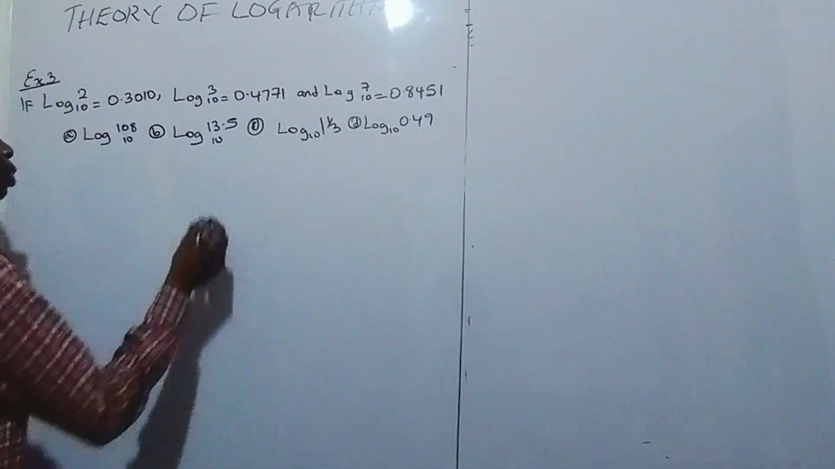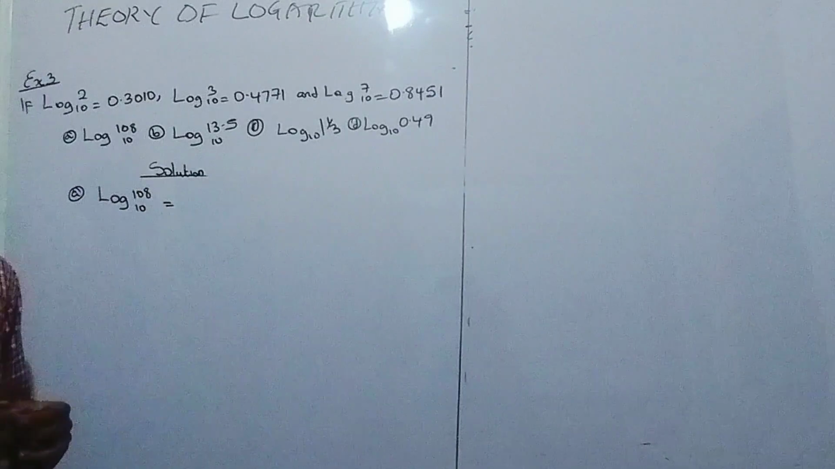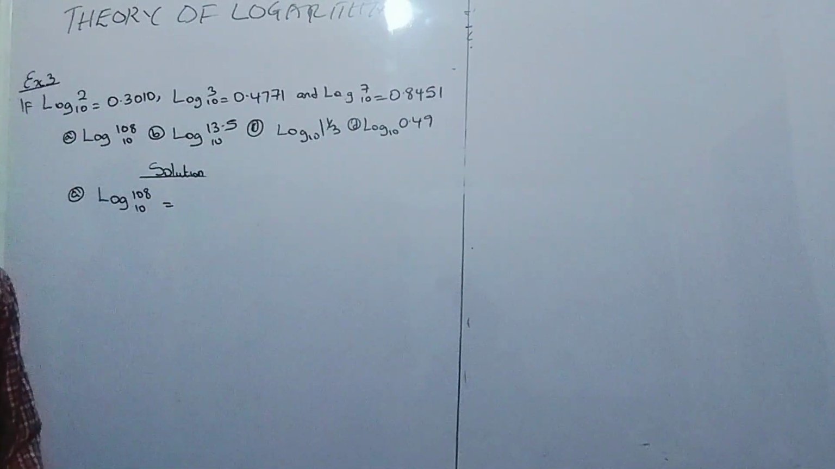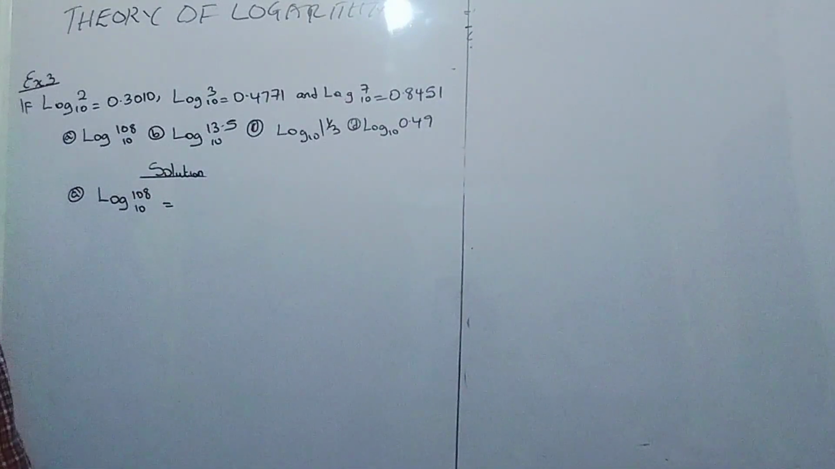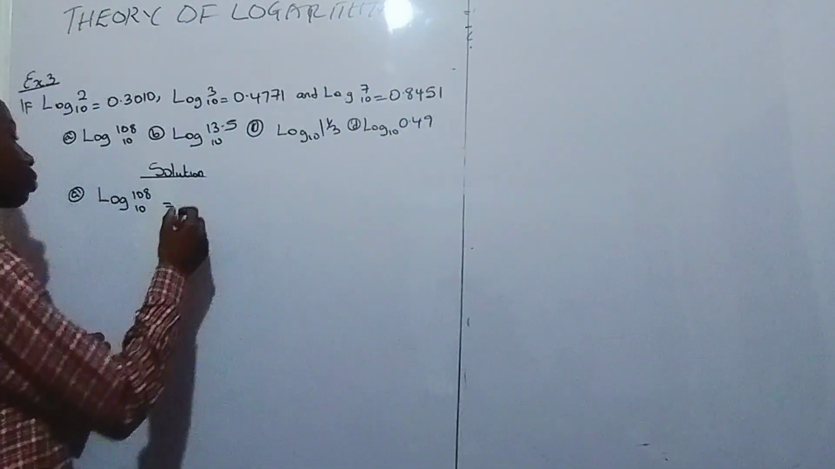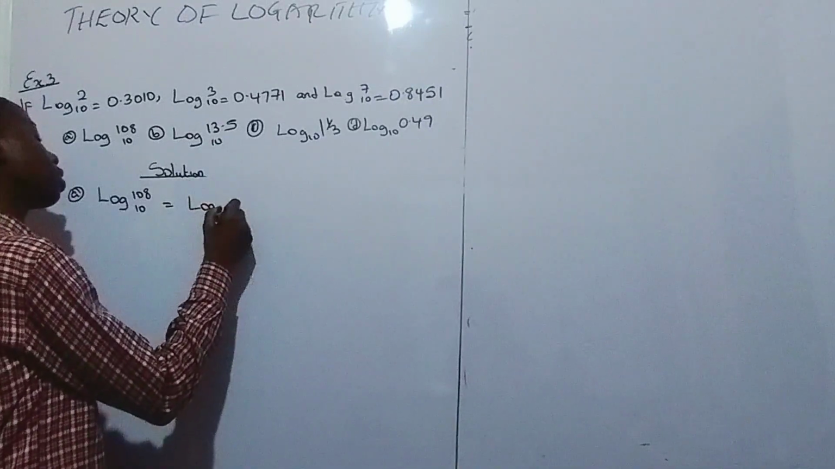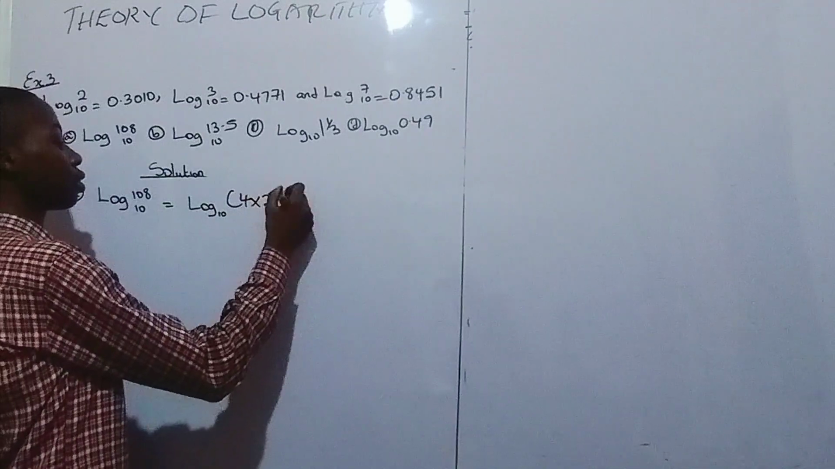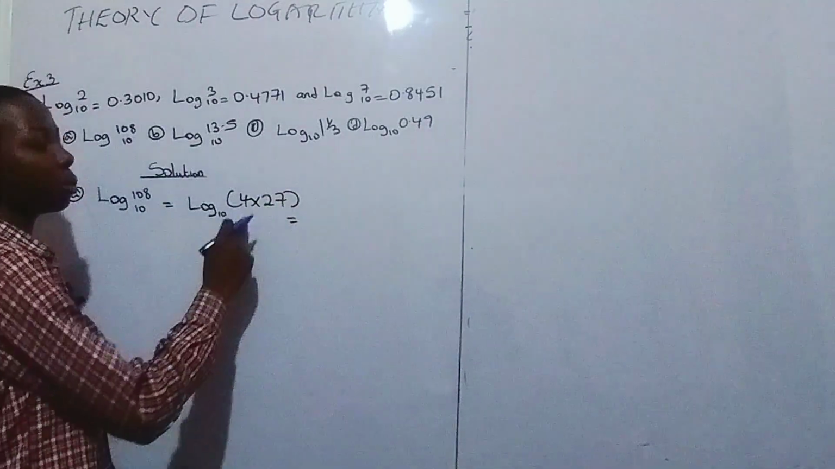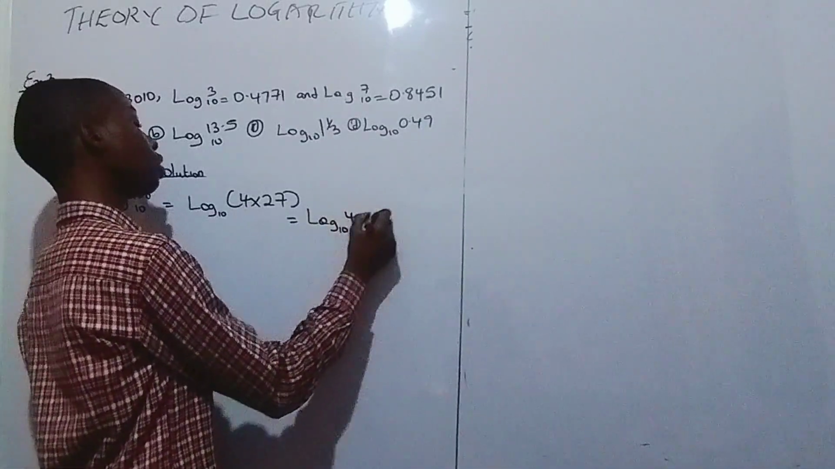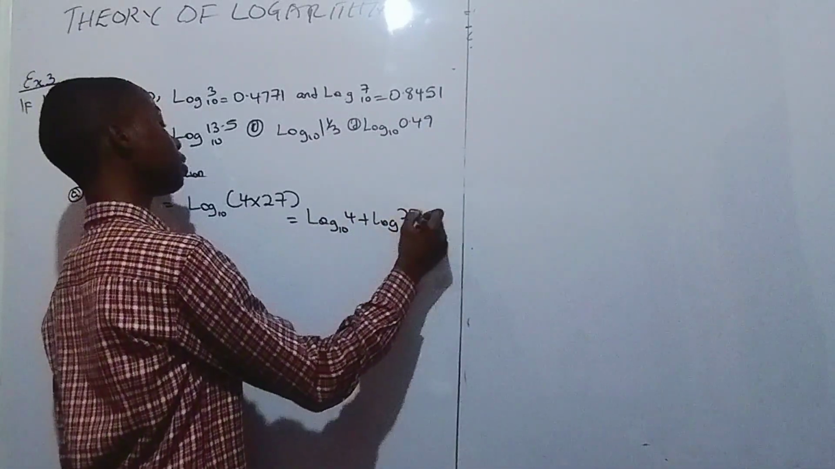So, solution to that question: log 108 base 10. You are given the log of 2, log 3, and log 7, and you are asked to find the log of 108. So the first thing we do is express 108 in log to base 10. 108 should be 4 times 27. Multiplication now means what? Addition. So that is log 4 base 10 plus log 27 base 10.